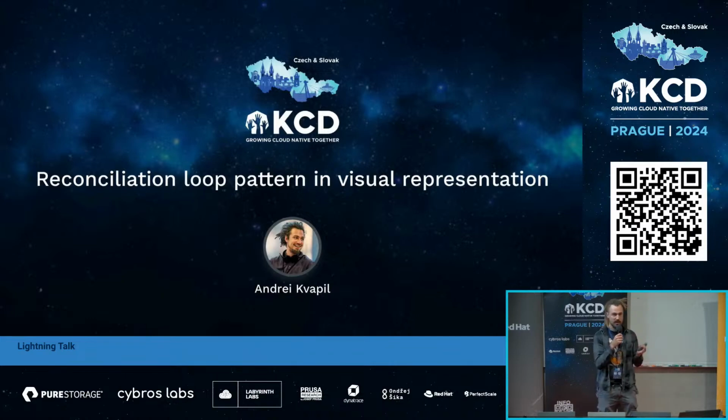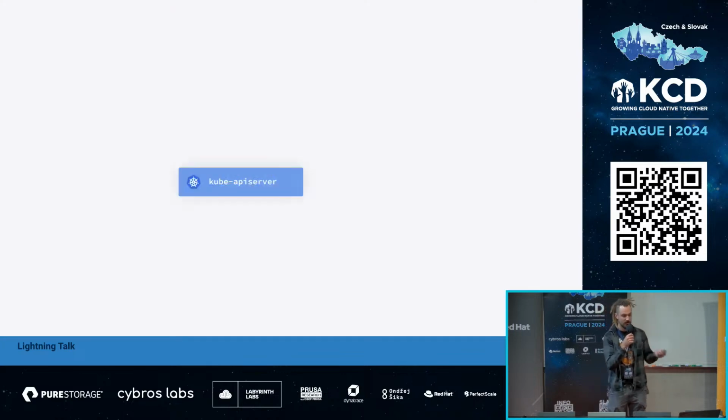Reconciliation loop. This is the main pattern of how Kubernetes works, and it is used everywhere by any operator, by any controller. Let's look at the Kubernetes scheme first. We have the Kubernetes API server. It should store data somewhere.